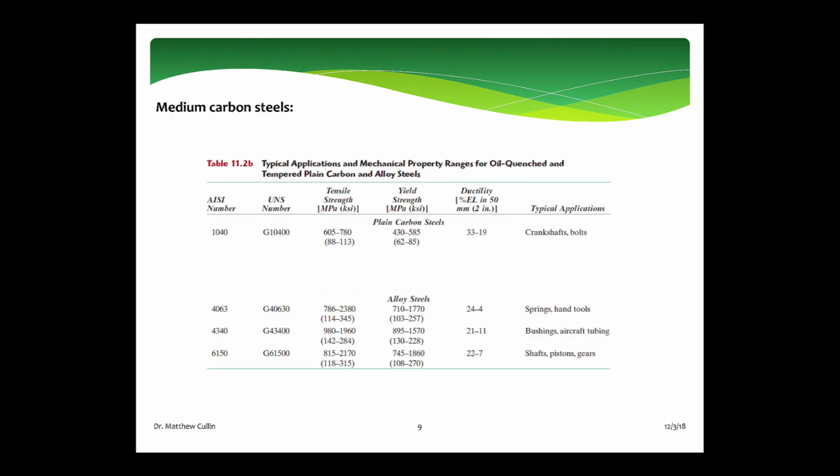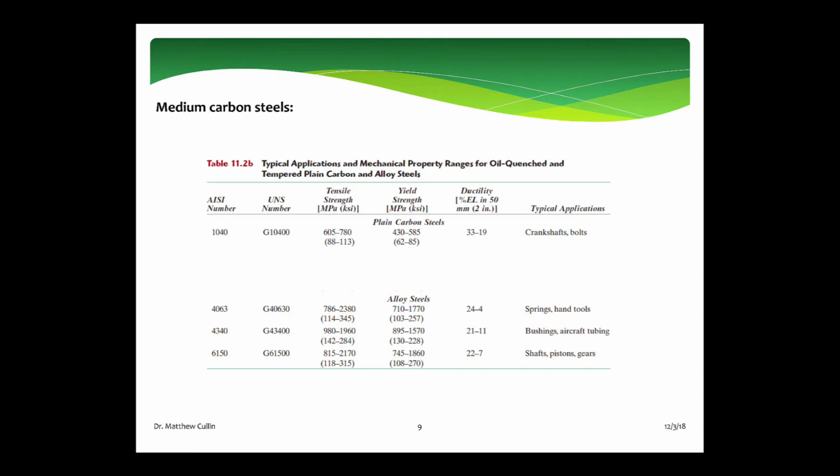So I think I give some examples here. 1040 is the classic example of a plain carbon medium carbon steel. And then 4340, you can see 4063. And so you can see all of these applications are generally applications where you say one of two things. Either we are looking for a material that is very hard and therefore has good abrasion resistance, or we are looking for a material that can be quenched and tempered to be very strong.